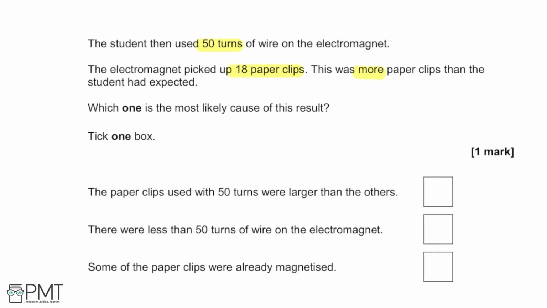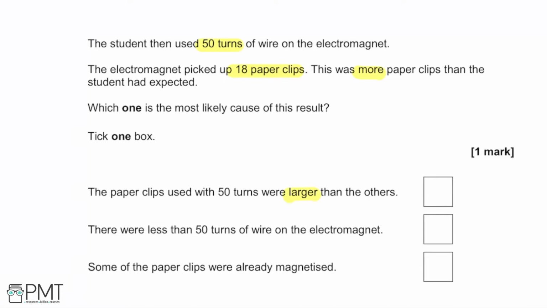So firstly, we have that the paper clips used with the 50 turns were larger than the others. We've discussed this idea in the previous parts of the question. If the paper clips are larger, the electromagnet isn't going to be able to pick up as many, because we've got larger paper clips than we'd anticipated. So this would actually have the adverse effect, so it would cause less paper clips than the student had expected to be picked up, so it can't be this first box. Now we can move on to the second one.